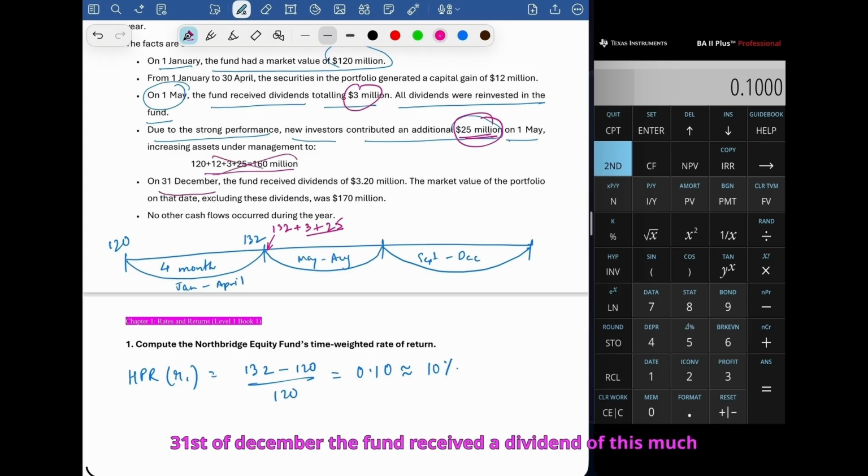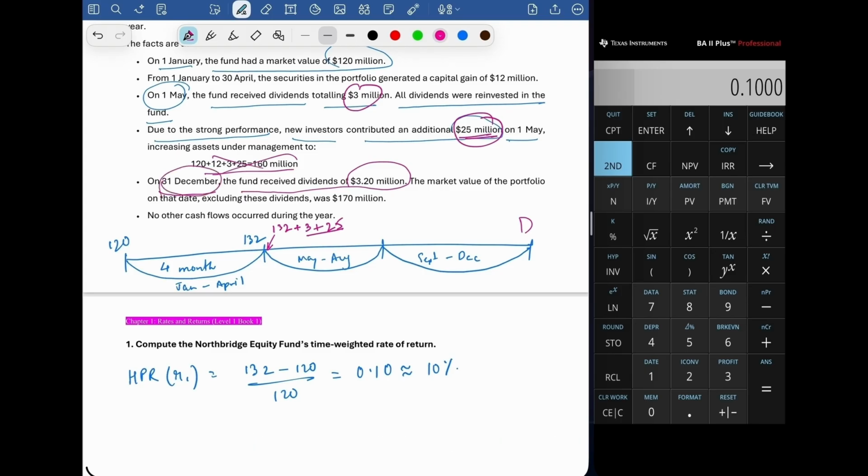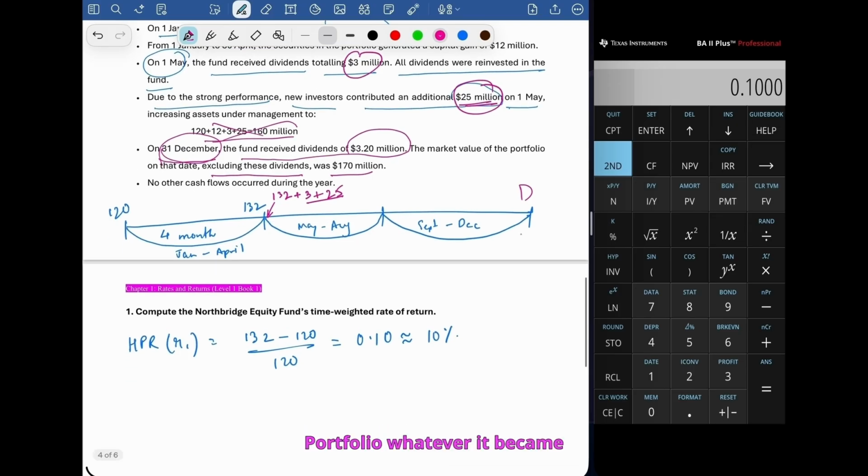On 31st of December, the fund received a dividend. At the very end, the market value of the portfolio on that date, the 31st, excluding the dividend, was 172. The portfolio became 170 million here, excluding the dividend. If I include the dividend, I'll have to add this much. It will be 173.2 at the very end of the year.